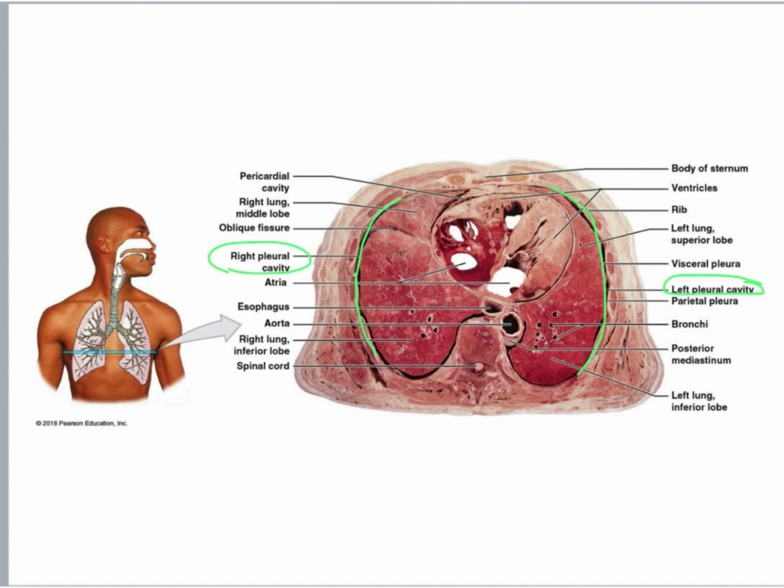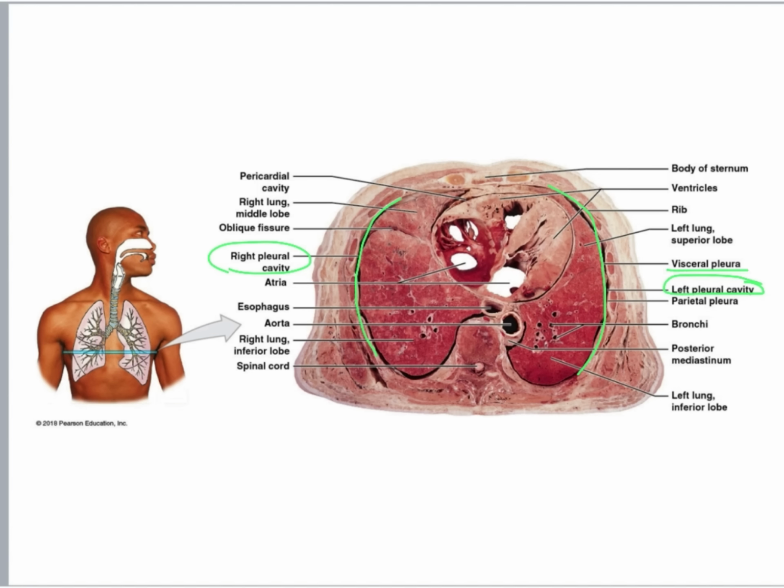We have the right pleural cavity surrounding the right lung, and we have the left pleural cavity surrounding the left lung. So if you recall when we talked about the heart, surrounding the heart we had the serous membrane of the pericardium, which was composed of the visceral pericardium and the parietal pericardium. And between those two layers we had the pericardial fluid. Similarly, here in the lungs we have the pleural membranes.